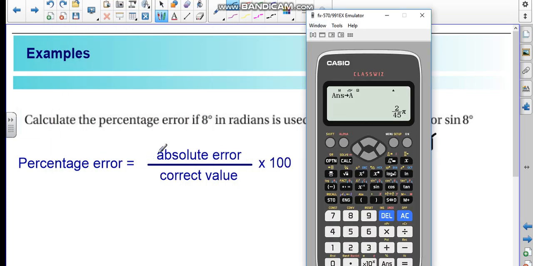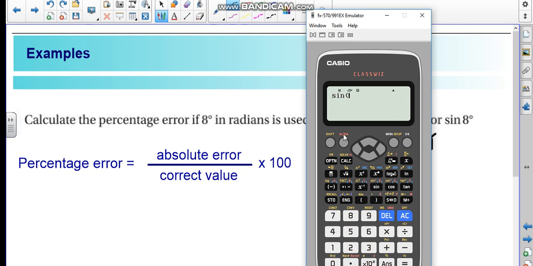So for percentage error, we look at the absolute error. What is the difference between 8 degrees in radians, or 2 over 45 pi, and sine of 2 over 45 pi? What's the actual difference? Divided by the correct value of sine 2 over 45 pi, and then we multiply that by 100. Okay, so let's start with sine of 2 over 45 pi.